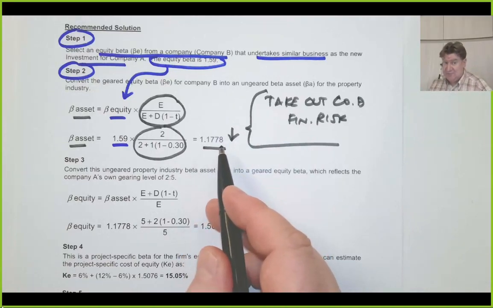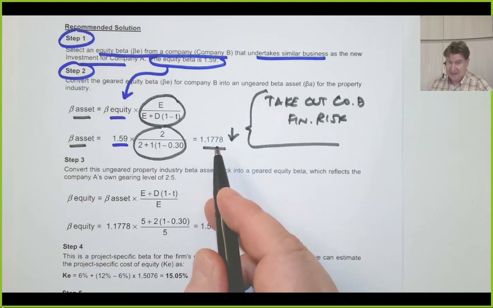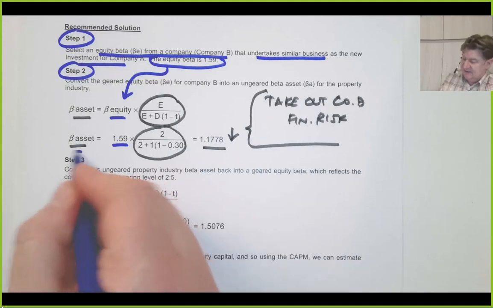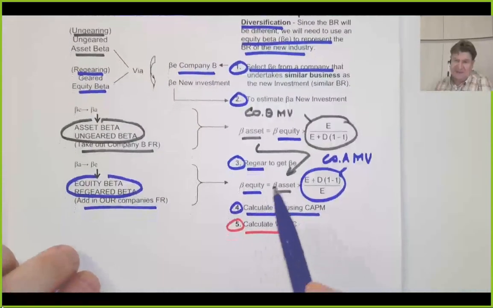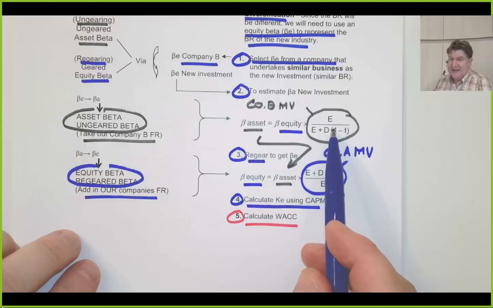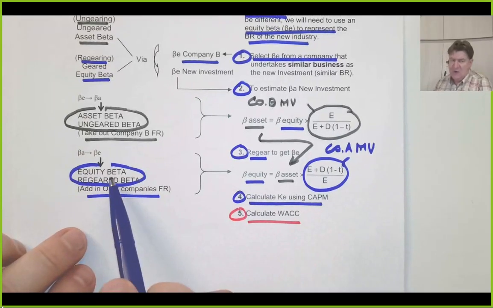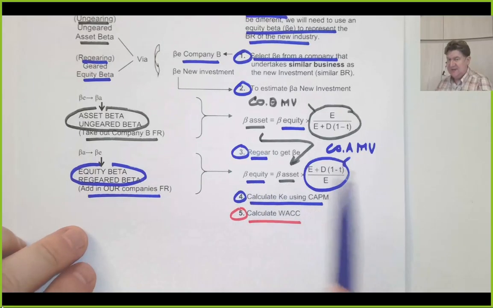Now, when you adjust betas I would always use 4 decimal places here. Generally in the exam, the examiner does the same. Now what we need to do next for step 3 is regear. Let's go back to our steps. We've just taken out company B's financial risk. Now we need to add in our company's financial risk. We need to calculate this equity beta. So again, follow the formula just here.